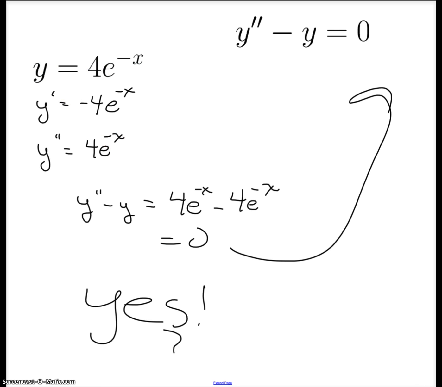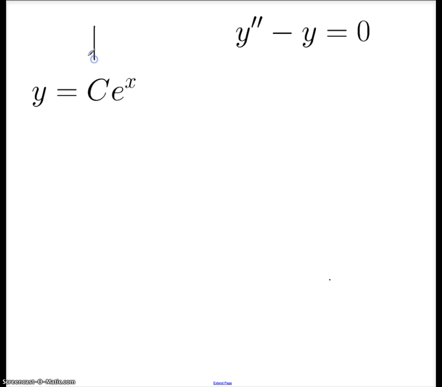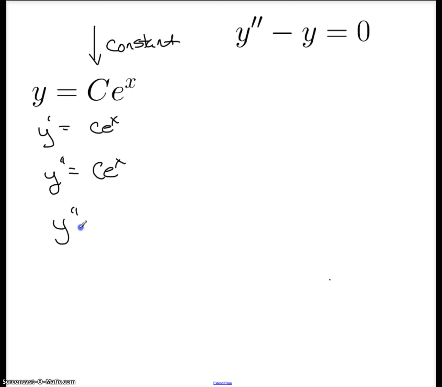Well, I like this equation so much. What if we try the general form? And the general form just means that we have some constant in here. It could just be 4 e to the x that solves this. So let's try, oh, and this is e to the x, so this is actually a different equation. So y prime is c e to the x. Y double prime is c e to the x. So y double prime minus y is equal to c e to the x minus c e to the x, which is 0. Nice. So this is a solution to this differential equation.